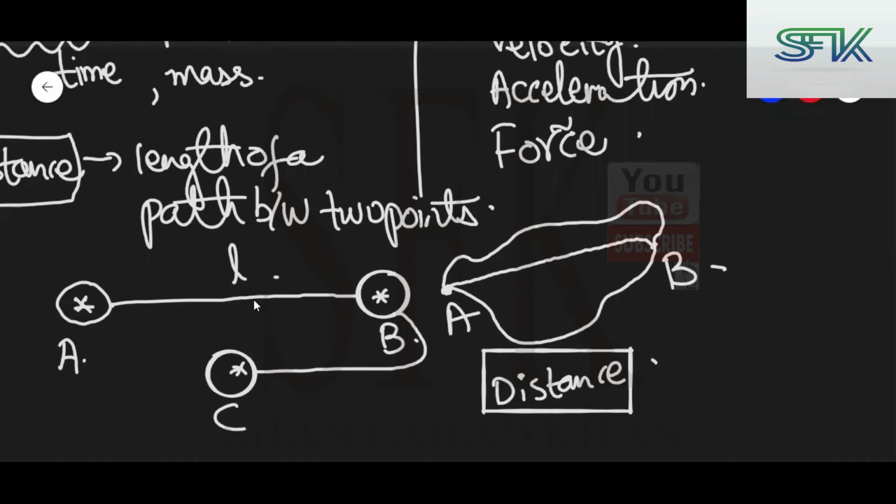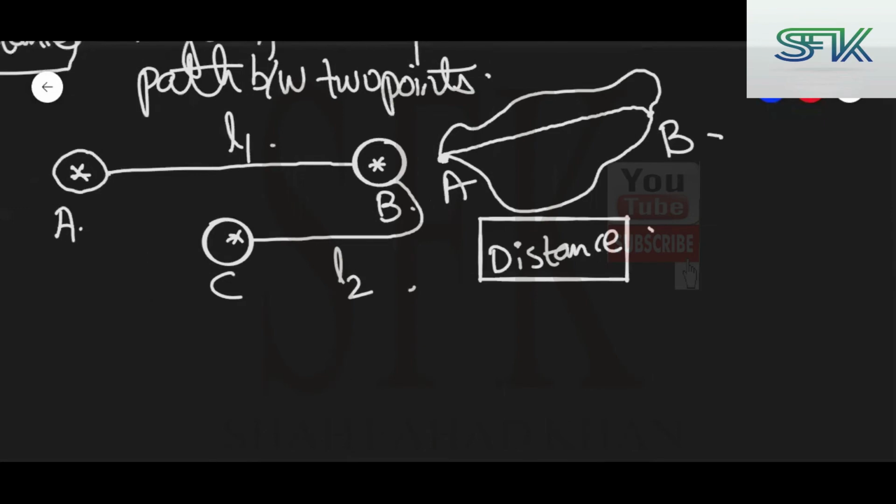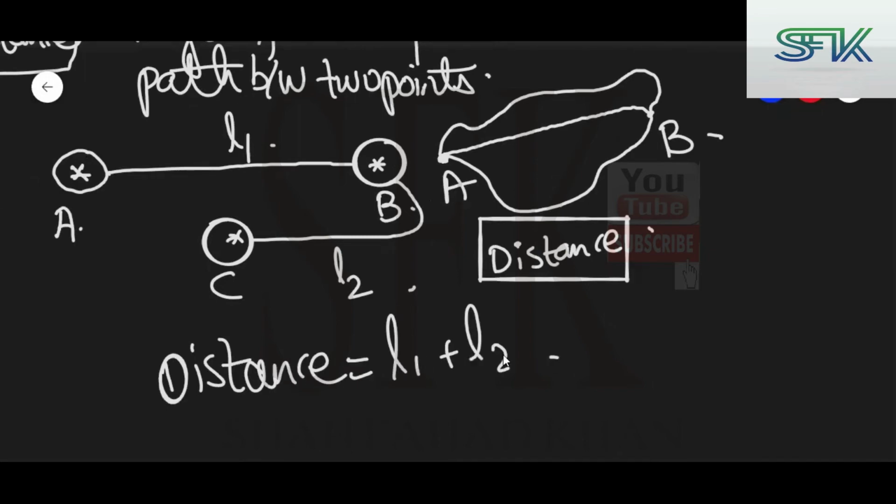Now if you return back from point B to, let's say, this point C, and this was, for example, length 1 and this is length 2, and you want to measure the distance from A to C, the distance is going to be L1 plus L2, and there is no reference to direction. You can measure it in any way you want. You can measure it from here, or from here, or in this way. It doesn't matter.